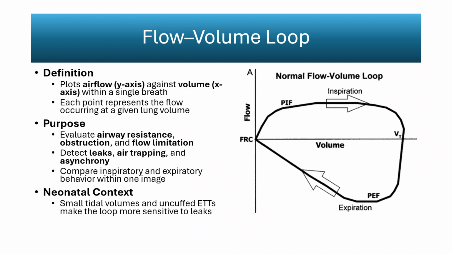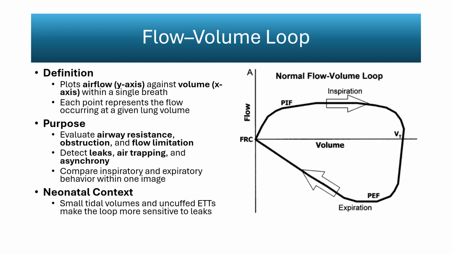During inspiration, the loop rises above the zero flow line as air moves into the lungs. The inspiratory limb shows how flow behaves at different lung volumes, including the peak inspiratory flow. When mechanics are normal, this limb is smooth and gently curved.